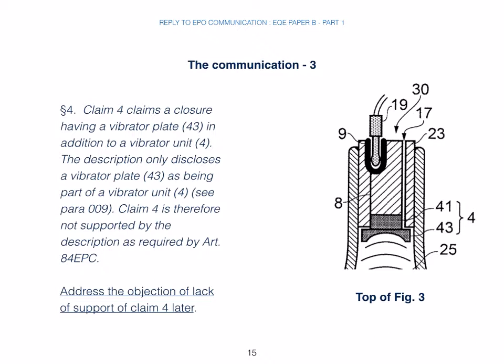We can see by looking at the top of figure 3 that in fact the vibrator plate 43 is part of an integral vibrator unit 4, and it's quite likely that the examiner is going to be correct, but we have to check that as we go along. Next, we turn to the client's description for purposeful reading.